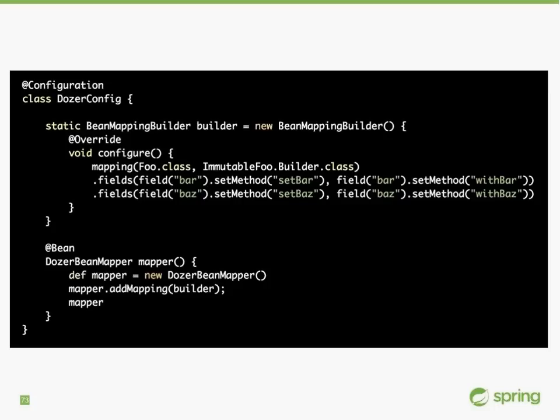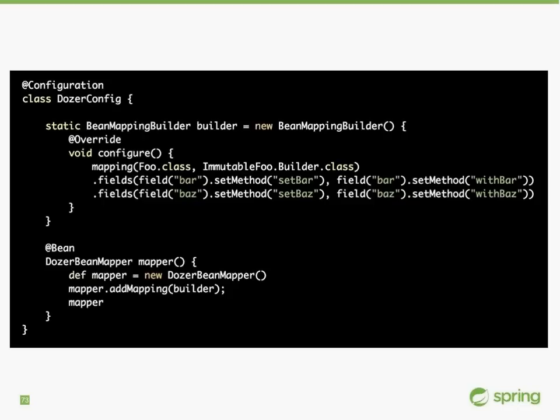Remember, we're going to use the builder here. And for that pair, we're going to continually call fields. Fields takes the two fields that we want to map. On the left-hand side, the Foo class, we want the bar field. We're going to call its set method out as setBar. The right-hand side, the ImmutableFoo.Builder, its bar field, its set method is going to be withBar.